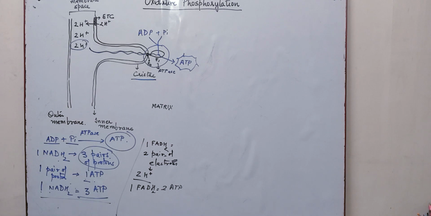So we find NADH2 produces more ATP or more energy. Now we will be calculating the energy produced during the entire respiration process in the form of ATP, that is the balance sheet of the aerobic respiration.